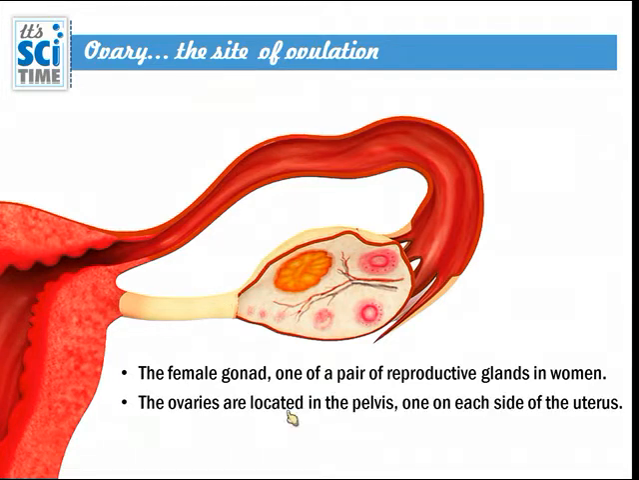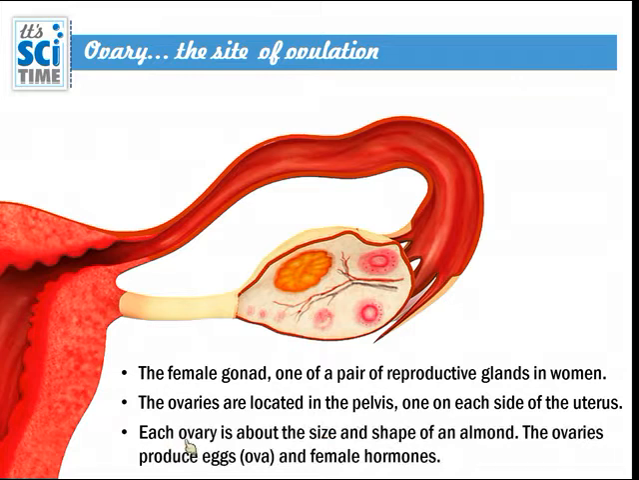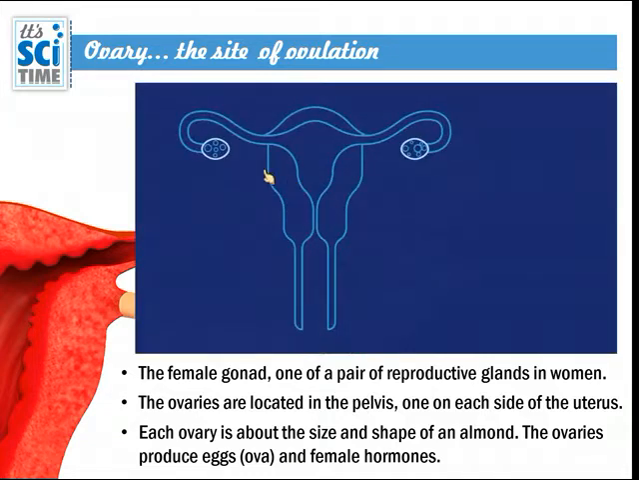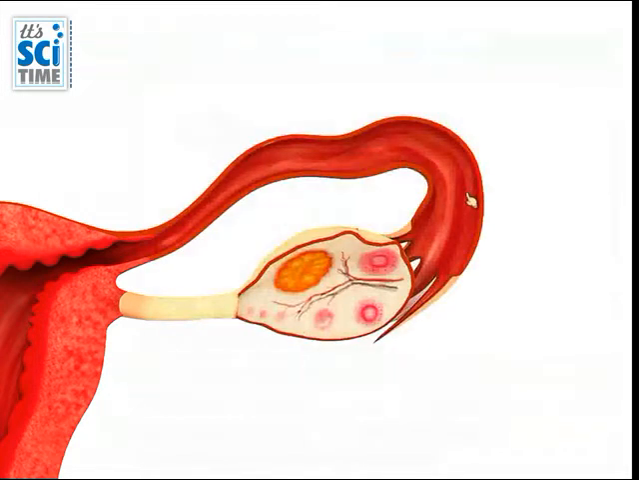The ovaries are located in the pelvis, one on each side of the uterus. Here we can see the sides. Each ovary is about the size and shape of an almond. You can understand that though they look bigger here in the diagrams, actually they are very small. An almond is a small seed. The ovaries produce eggs or ova and the female hormones. And here let's see this process, ovulation.